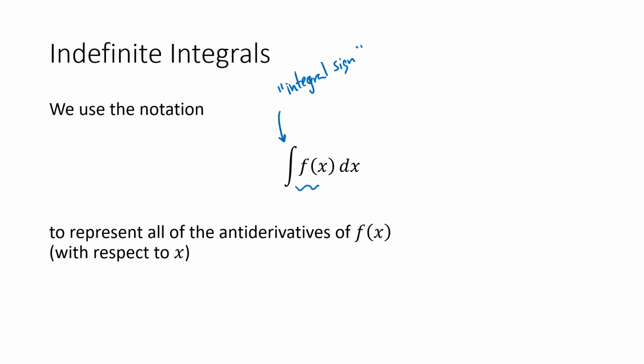And then after the integral sign, we take the function. So little f of x here is the derivative, and we're trying to find the antiderivative. And the dx here just means with respect to x. And we've seen in the past how it's important to keep track of what variable you're doing your derivatives with respect to, so it makes sense to have our antiderivatives also be specific and know what variable we are taking the antiderivative with respect to.